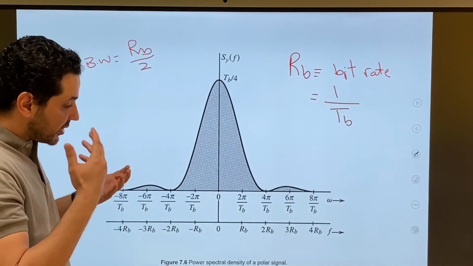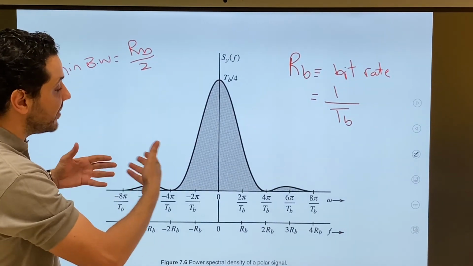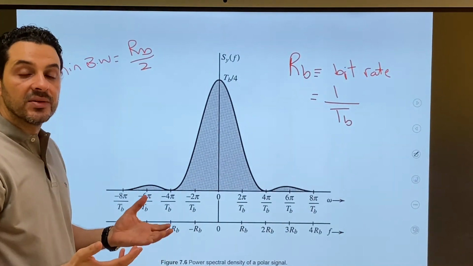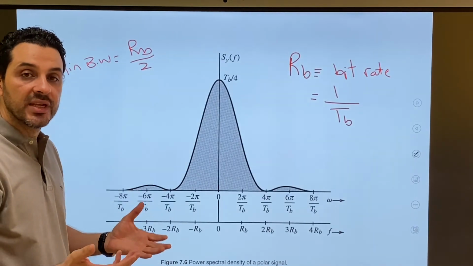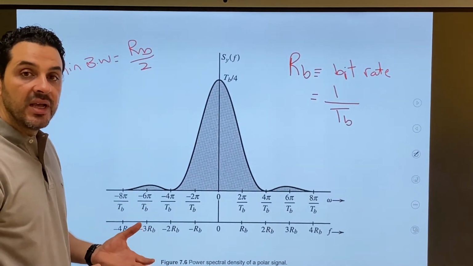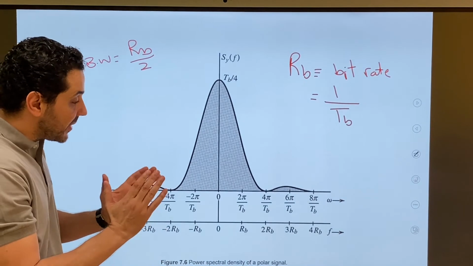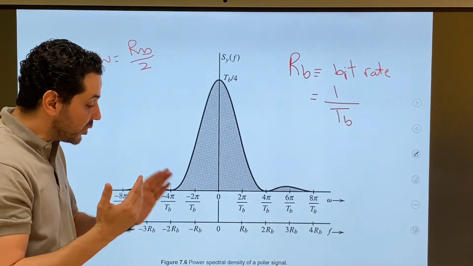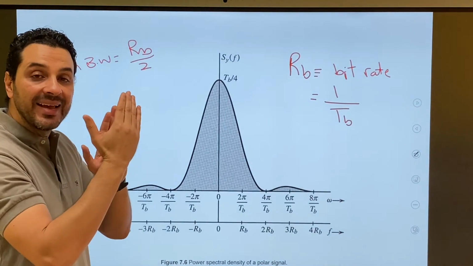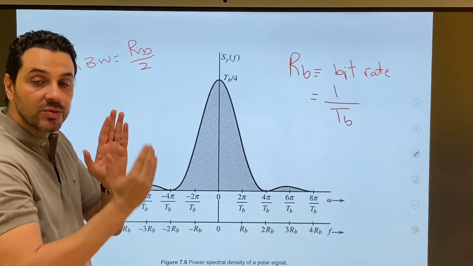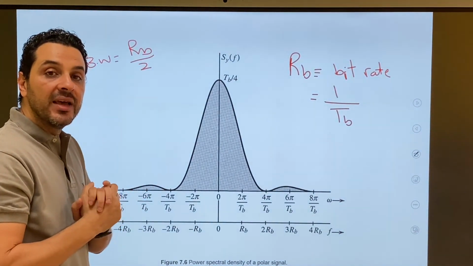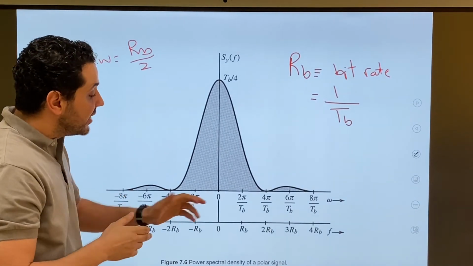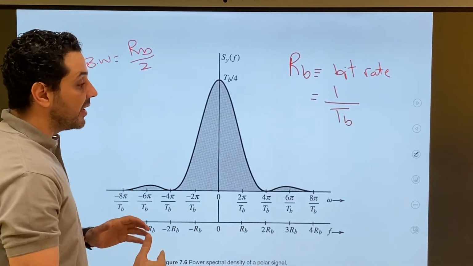Again, the most important thing to know here is that it will be a sinc squared because it depends on the pulse shape that we are using, and we are using here a rectangular pulse shape. And because the pulse goes back to zero in the middle, this is polar return to zero. It goes back to zero at half the bit interval. You will find that the bandwidth will be large.